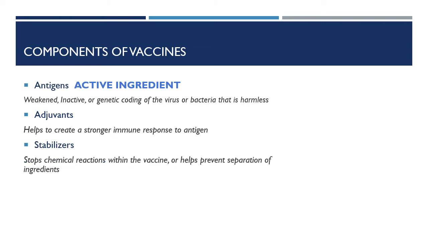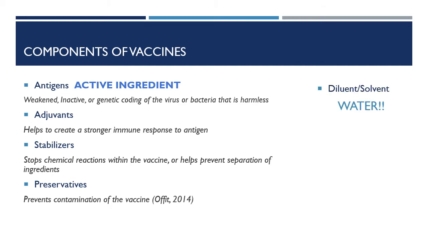Stabilizers. This helps to protect the integrity of the vaccine, so it stops chemical reactions and helps to prevent the separation of the ingredients. And then you have preservatives. This is to help prevent contamination of the vaccine, which is very important. And then, most of all, you have water. All vaccines pretty much have water in order to be injected.